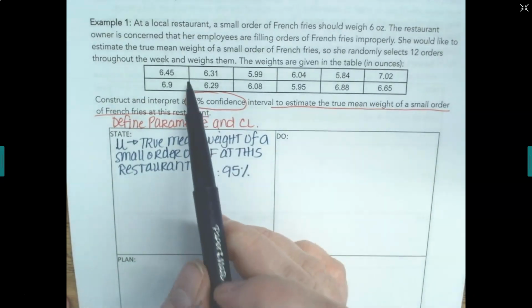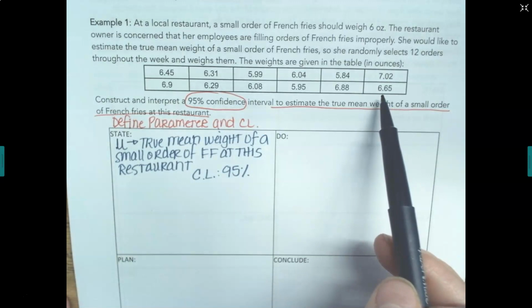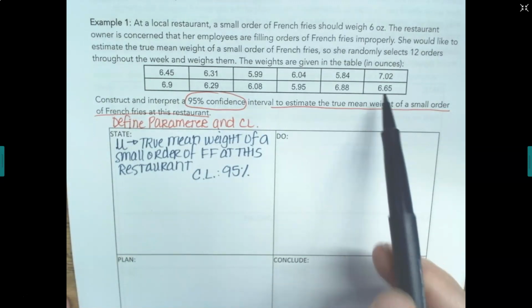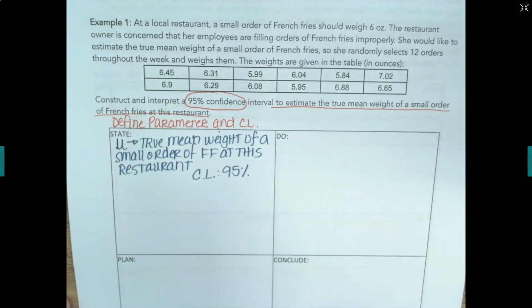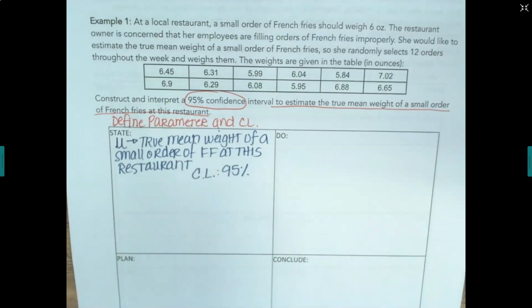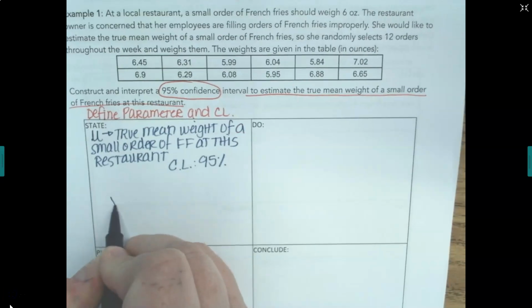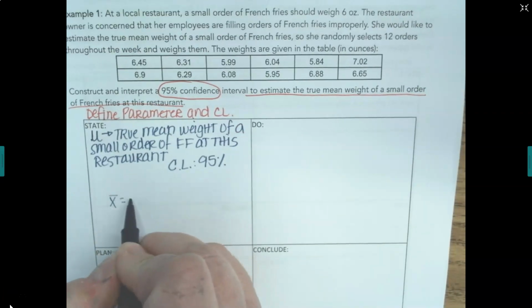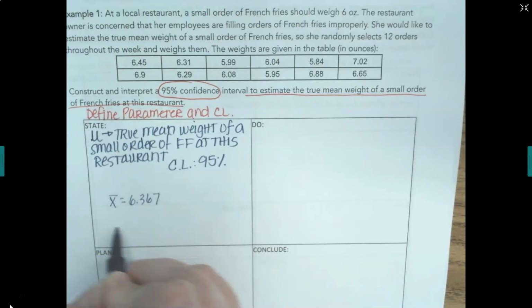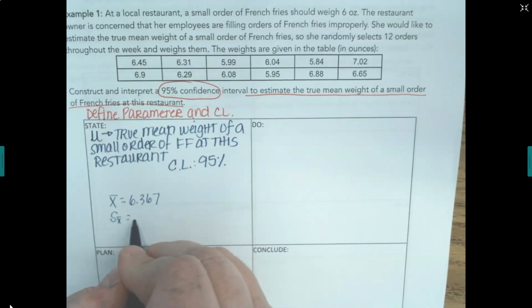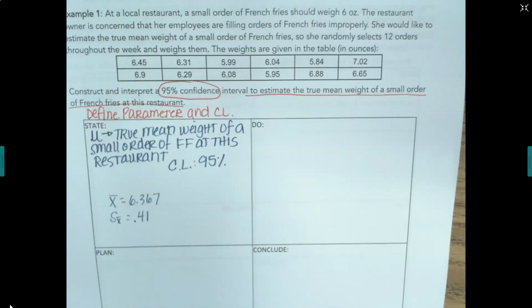So you'll want to pause the video, put these numbers into list 1, and calculate the mean and the sample standard deviation, and come back when you have done that. So here I had an x bar of 6.367. I have the sample standard deviation of 0.41. The other thing I'm going to need for this is a degree of freedom, because this is going to end up being a t interval, because when we're talking about means, we're talking about t.